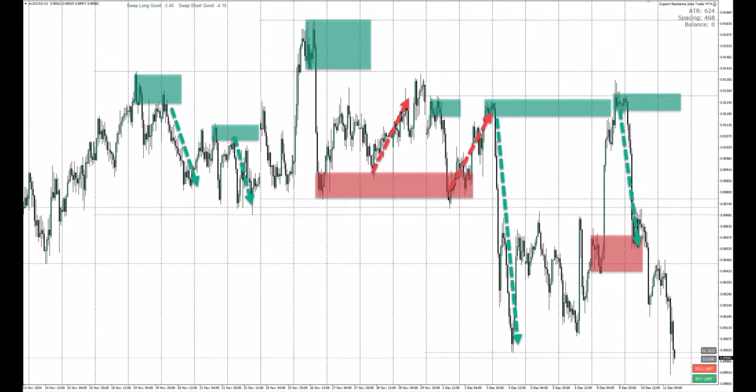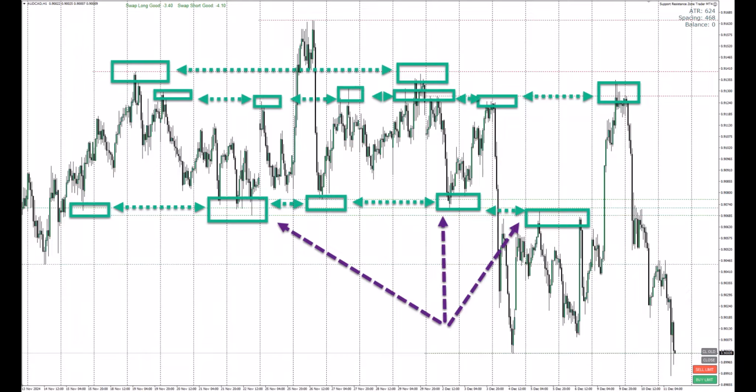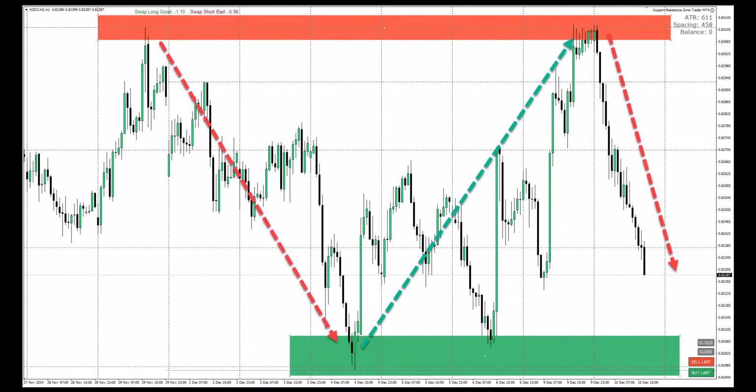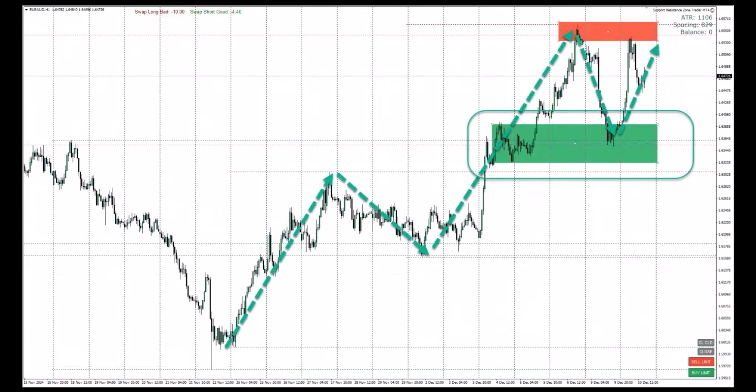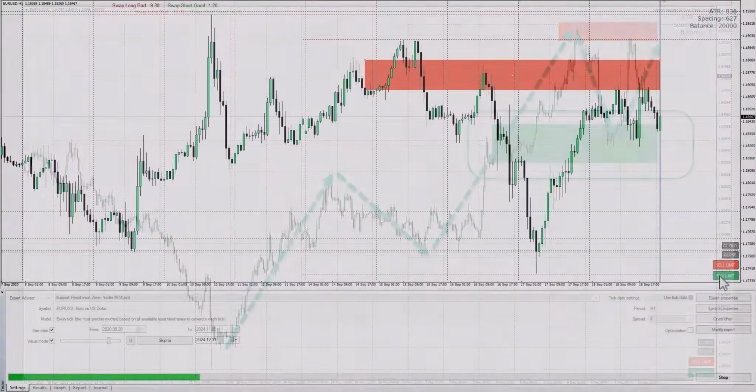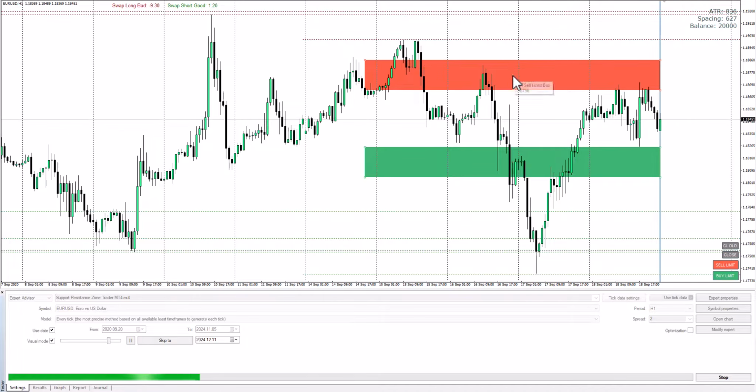The Zone Trader EA is a tool designed for traders to automate supply and demand or support and resistance trading. It works on any time frame and can be used to automate range trading or trend pullback trading. Simply place the EA on a new chart for every instrument you want to trade.